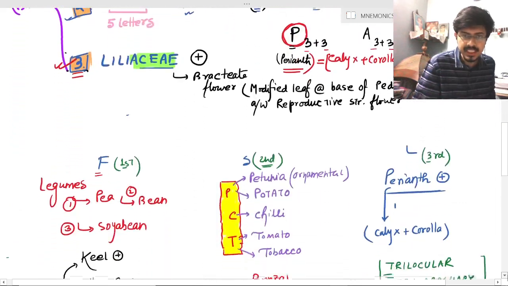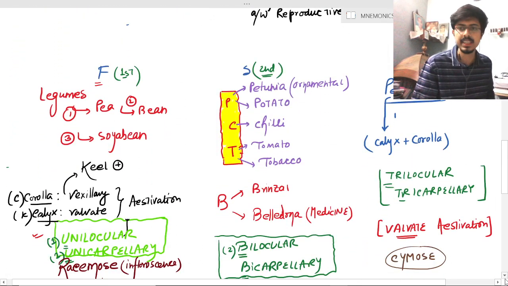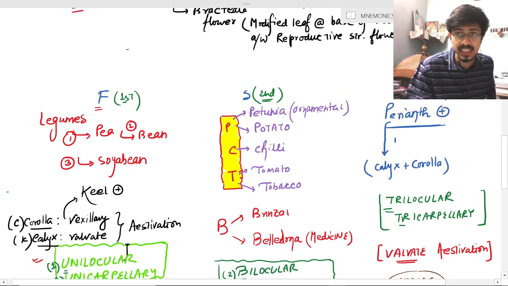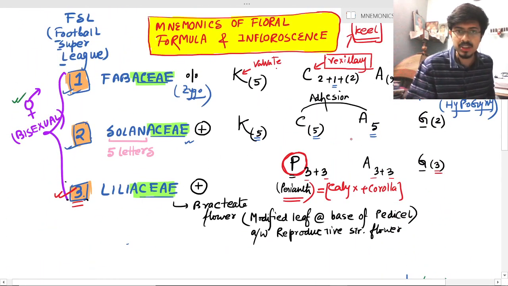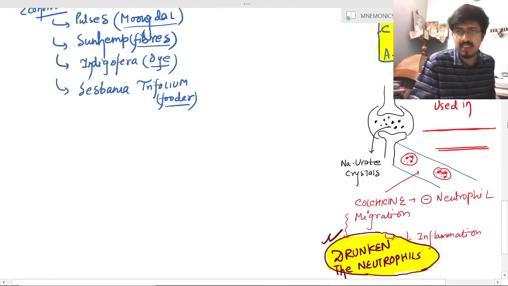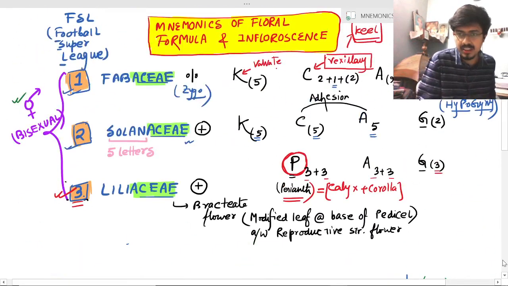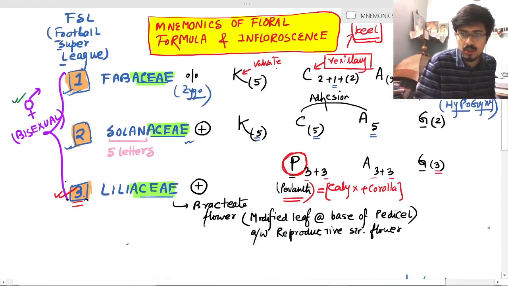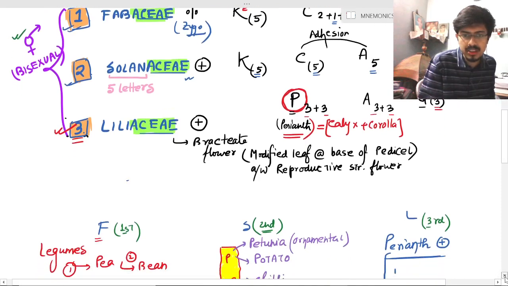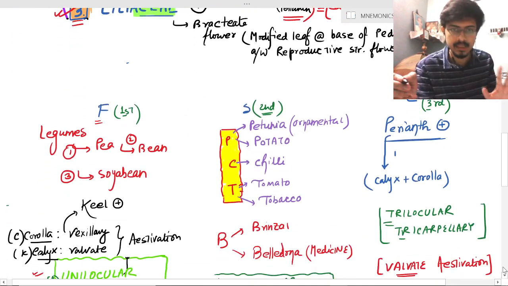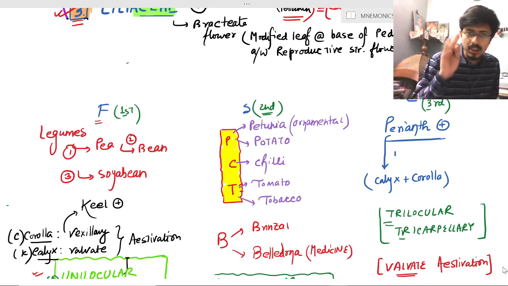The next is the second serial number. Second serial number is the Solanaceae group. Solanaceae is five letters, SOLAN, so everything will be 5. You can tick the correct answer within a second if you know the mnemonics. So the mnemonic will be PCT. Proximal convoluted tubule, which you find in the kidney.